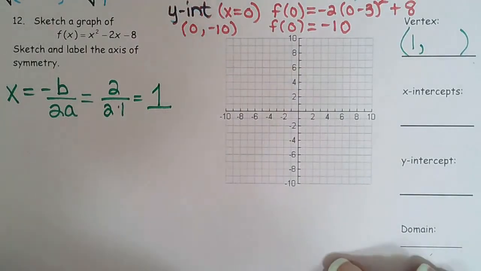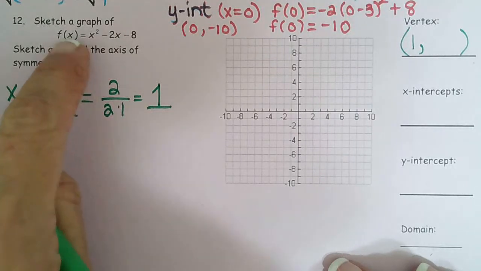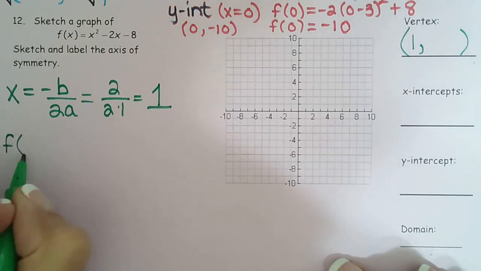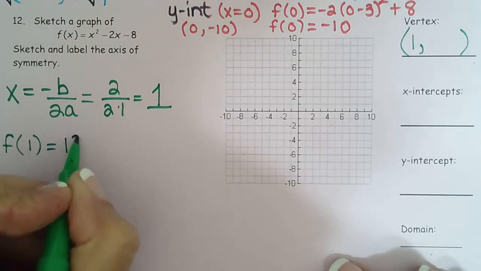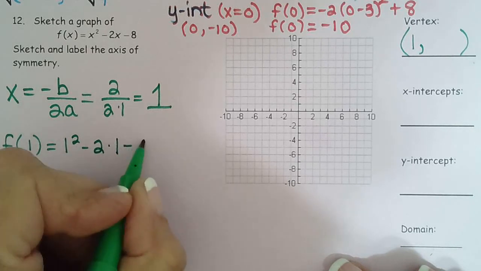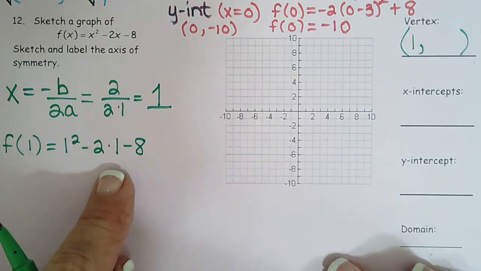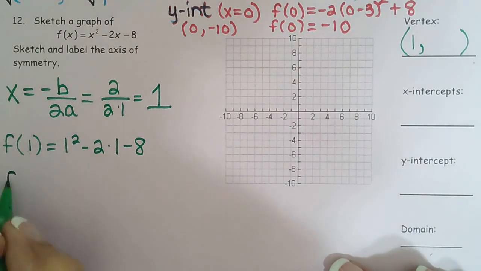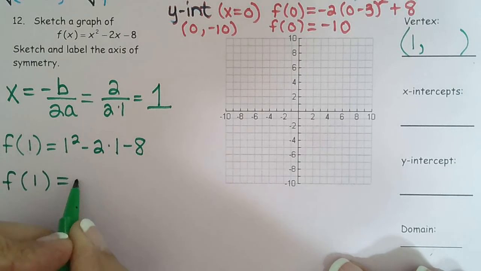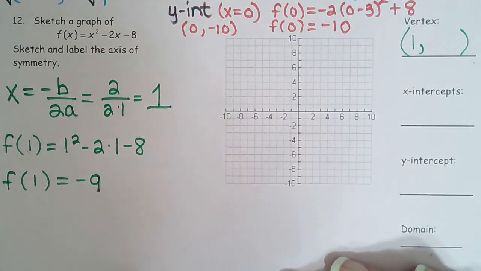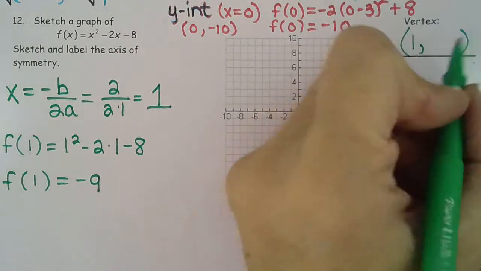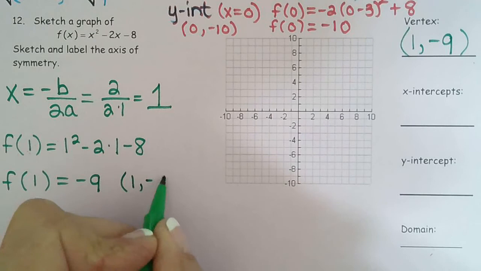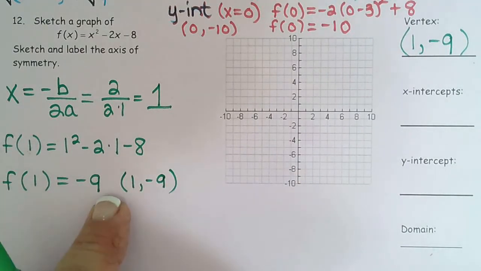Now we have to find the y, and remember, once you get the x, just everywhere you see an x, plug in 1. So f of 1 is 1 squared minus 2 times 1 minus 8. You can either plug that in the calculator or do it in your head. 1 minus 2 is negative 1 minus 8 is negative 9. So now we can plug in that, and we can write this. So x is 1, y is negative 9.